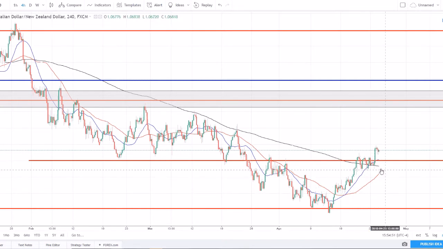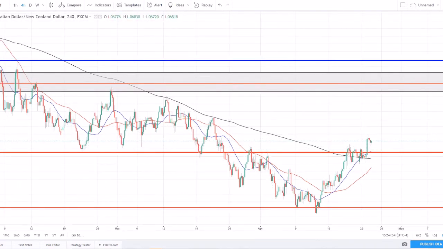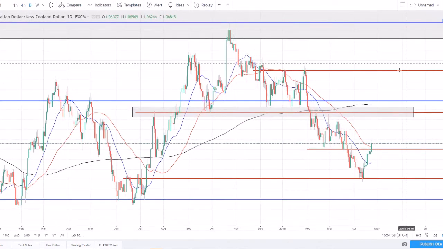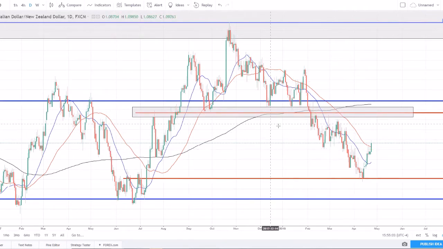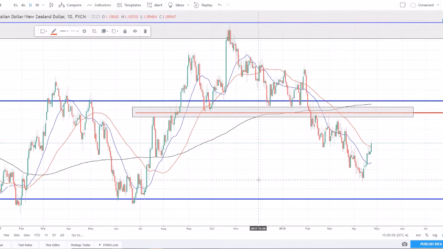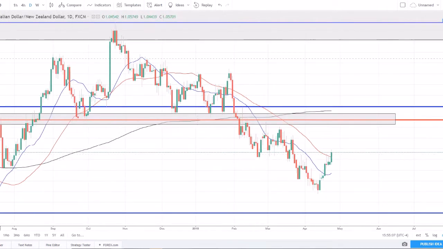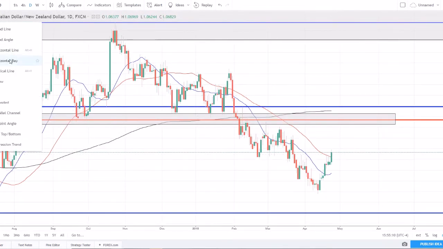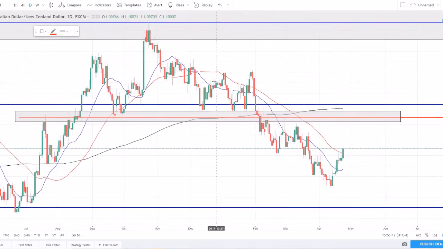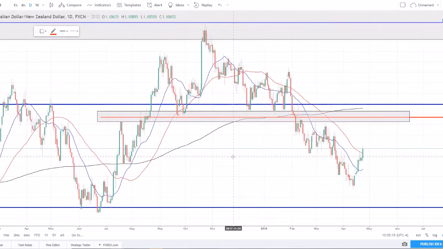And when I draw these levels, I'm not just drawing them randomly. So taking it back to the daily for a second here, I'm going to go ahead and take these lines back off. And what I'm going to do is, since these are zones, how I draw these levels is I'm going to try to pinpoint the zone in the middle as best I can. Now, this is going to be in between wicks, candles, none of that really matters in the drawing of these. What matters is that the line goes through the most touches to it, right?